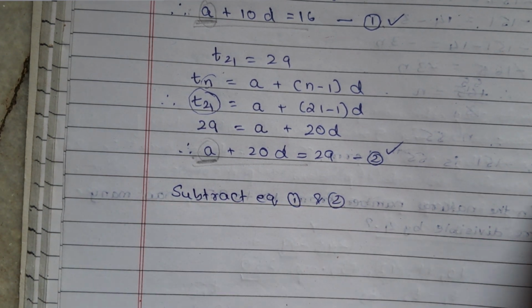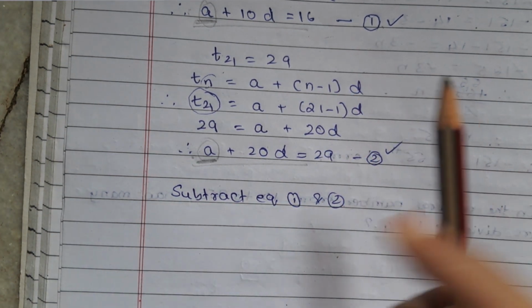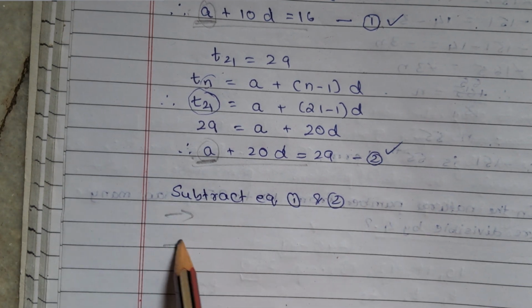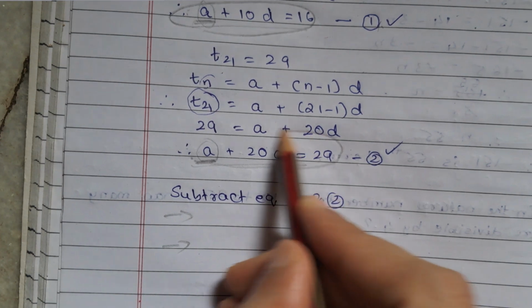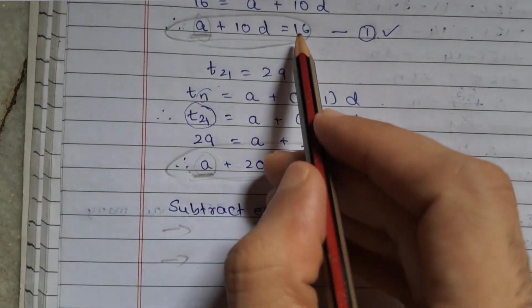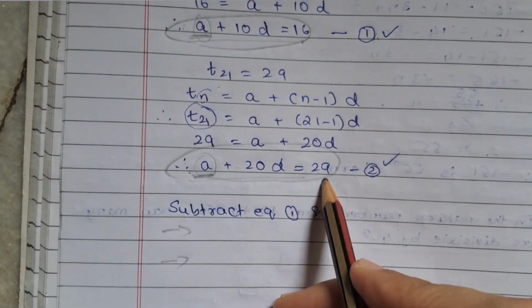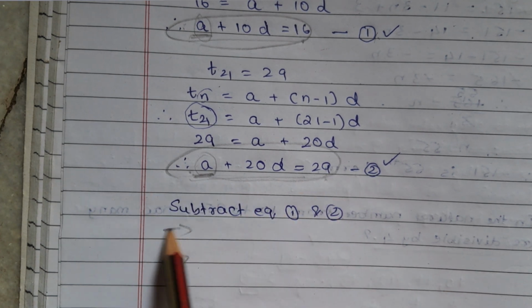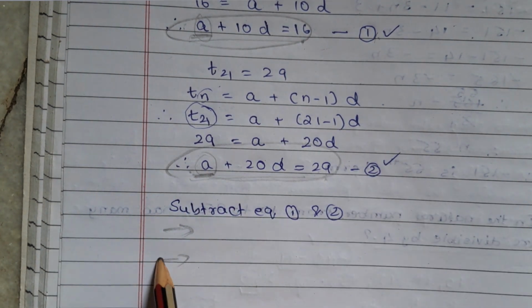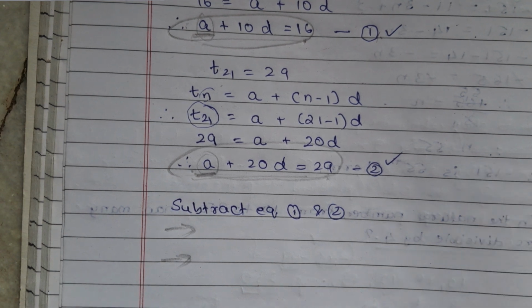Now I will just think which equation should I write in the above line and which should I write in the below line. So I have two equations with me, isn't it? Out of which I can see 16 is a smaller number and 29 is a bigger number. So I will write the equation with 29 in the first line and the equation with 16 in the second line, and then I will simply subtract them.